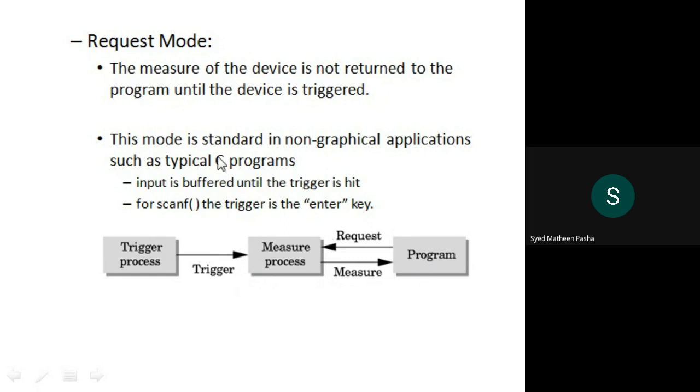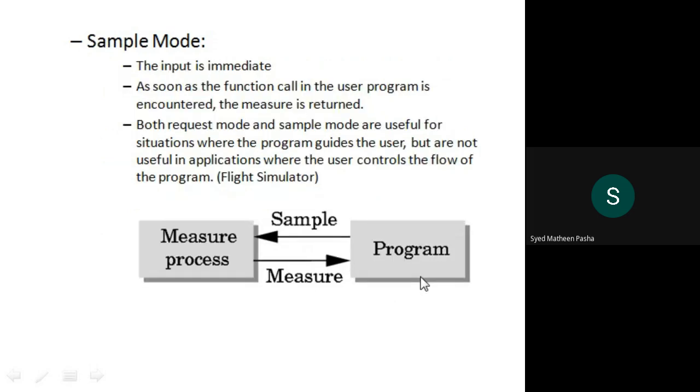That is simply a diagrammatic representation of request mode, where a program is requesting service from the measure process, and the measure basically gives the details of that particular request to the program. Then sample mode. First, I'll check out the sample diagram of sample mode. This is the program. This program is requesting a sample from the measure process. The measure process is just returning the details of that particular sample. So this is how sample mode also works with respect to the application program.